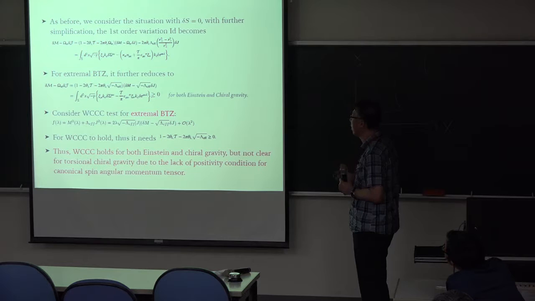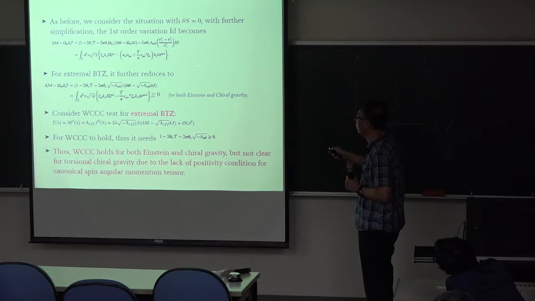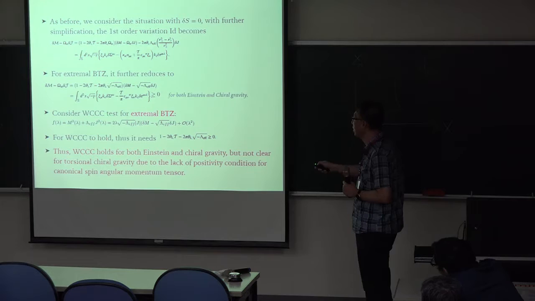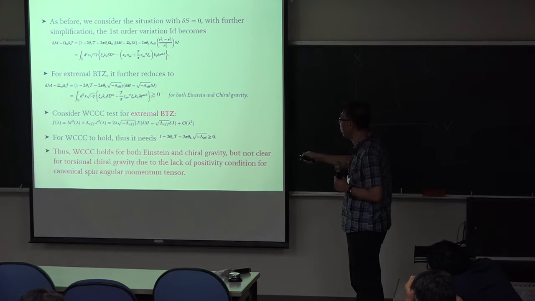But there is a possibility. We assume, for example, that they also obey some positive energy condition, then the whole thing is positive. Then there is a possibility to violate cosmic censorship. But if we only consider Einstein and chiral gravity, then we don't need to worry about this term, and we can simply set it equal to zero. For extremal BTZ black holes, we don't have this term. So the energy condition just factorizes: if we require this to be positive, then we also need to require this to be positive.